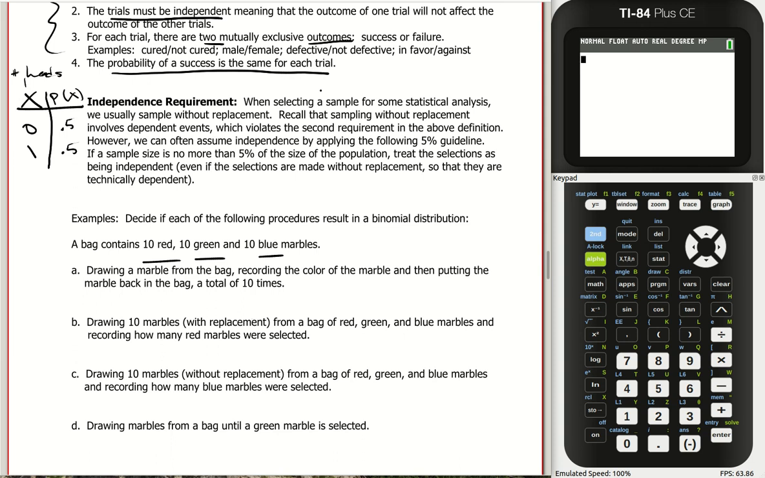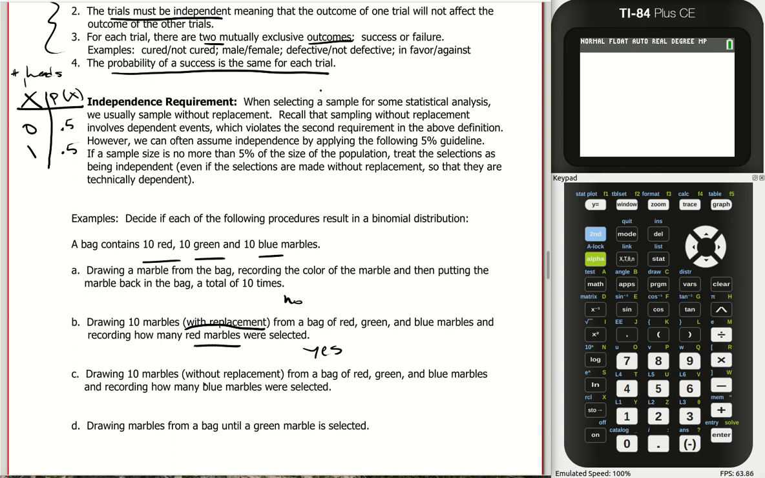Drawing 10 marbles with replacement and recording how many red marbles, well, that must be a binomial one because it's with replacement. So every time you're putting the marble that you drew back, the probability is not changing. And we're recording how many reds, so there's 2 outcomes: either you got red or you did not get red. And the probability is going to be the same every time. It's going to be like a 1 out of 3 chance to draw red. And so this is binomial.